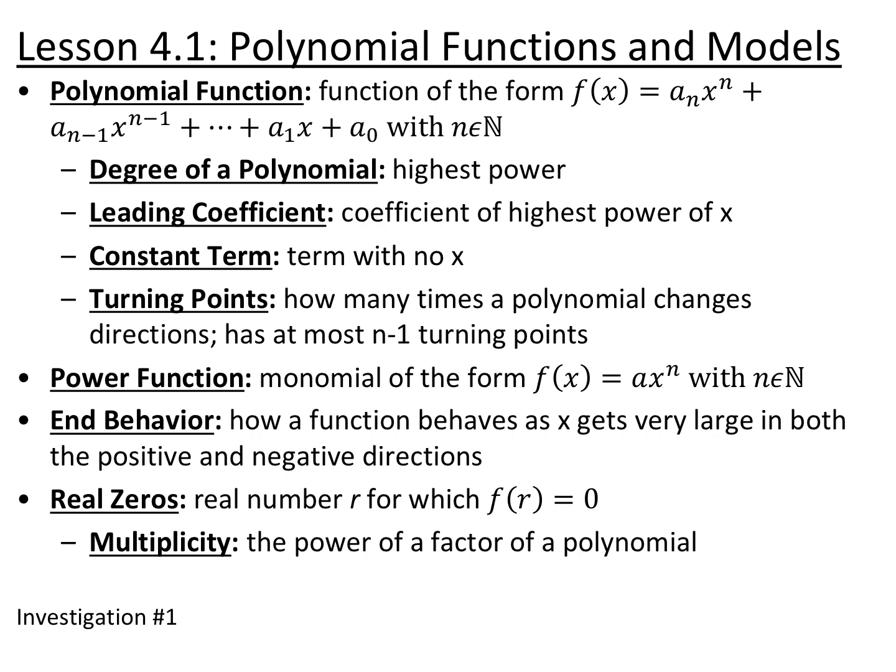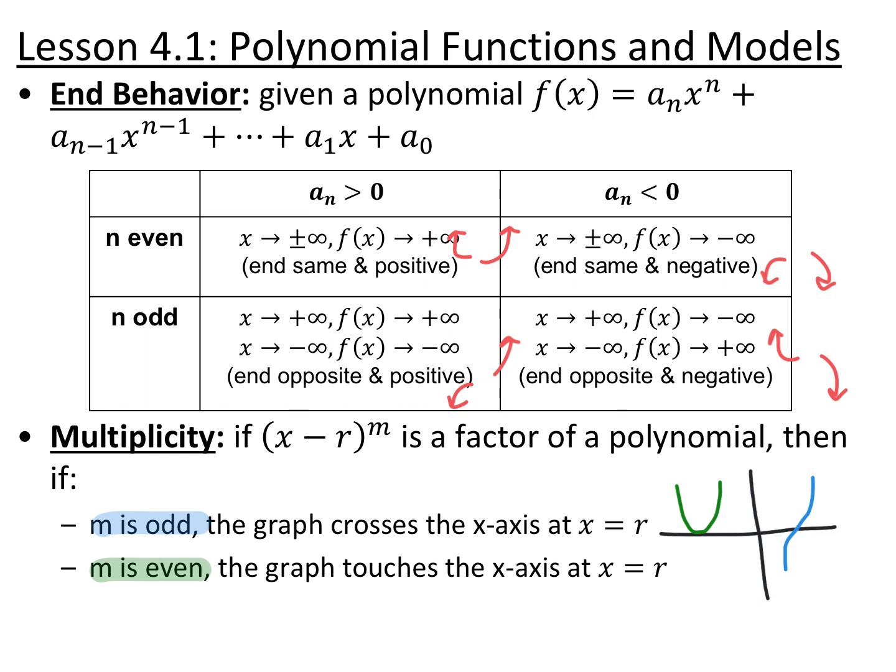End behavior is how your function behaves as x gets very large in either the positive and the negative directions. Your real zeros are any real numbers r for which f of r equals 0, so your x-intercepts. And multiplicities are the power of a factor of a polynomial. End behavior of a polynomial is determined by its leading coefficient and its degree.